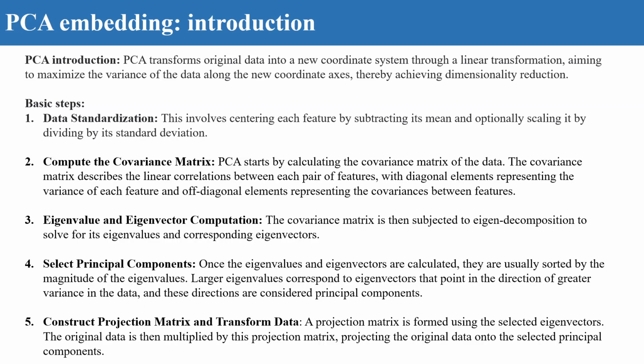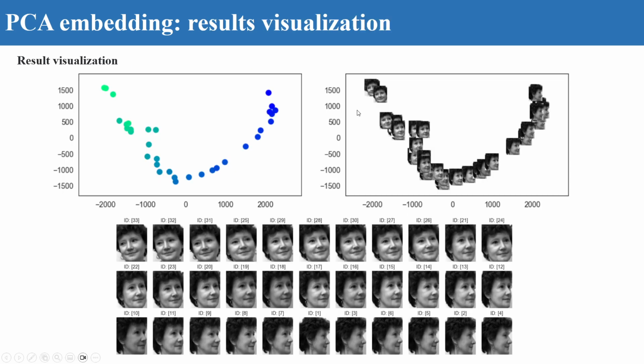PCA transforms data into a new coordinate system that maximizes the variance along the new axes. It involves data standardization, covariance matrix computation, eigenvector computation, selection of principal components, and data transformation. The result of this method shows good performance in the first half and back, with some issues in the middle part.